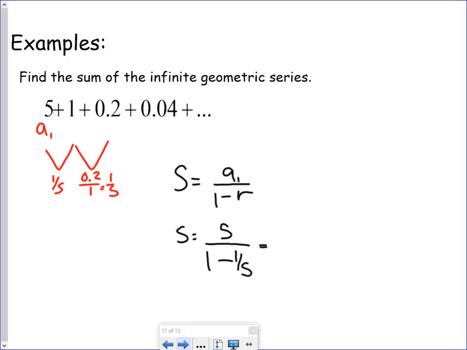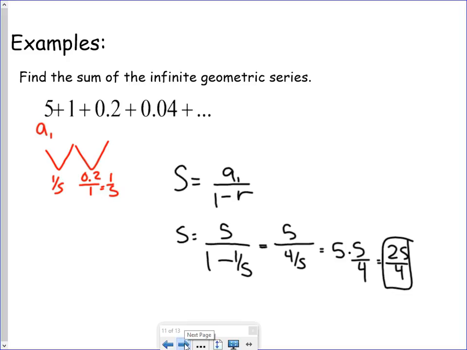And so I really have 5 divided by 1 minus 1/5, which is 4/5. And again, if you're dividing by a fraction, you're really multiplying by its reciprocal. So 5 times 5 over 4, that's 25 over 4. And that should be 6.25 if you write that out as a decimal. Okay, but I'll generally just leave it as a fraction. So again, that one's pretty simple. Just need the first term and the ratio.